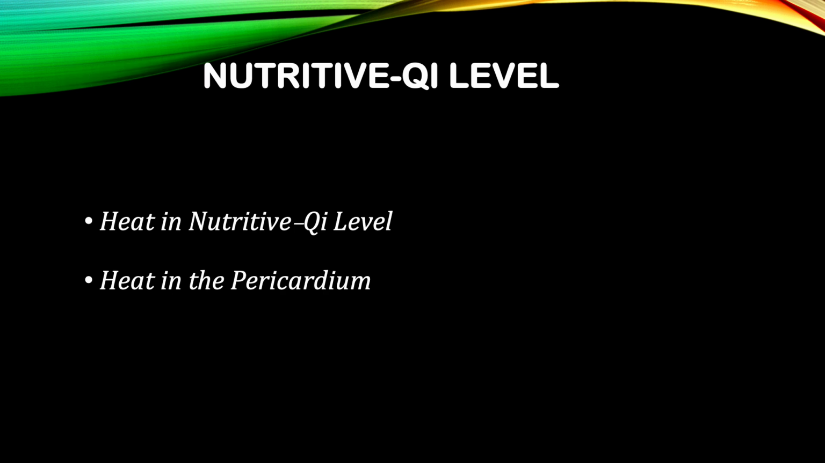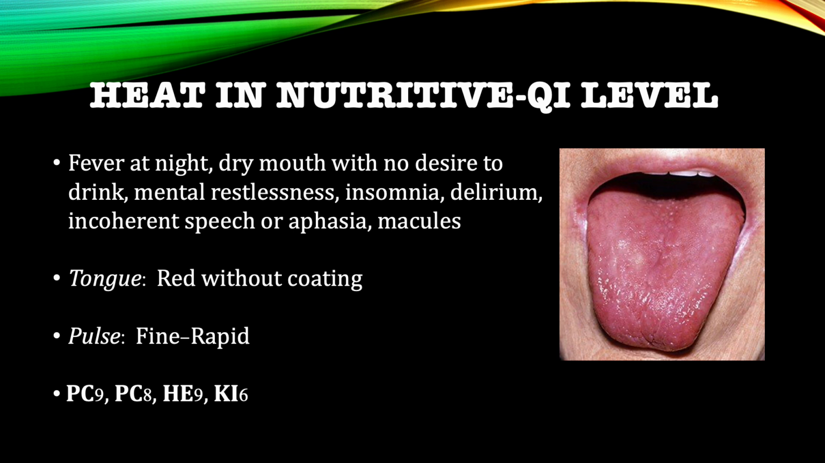Nutritive chi level, we have heat in nutritive chi level and heat in the pericardium. Heat in nutritive chi level: fever at night, dry mouth with no desire to drink, mental restlessness, insomnia, delirium, incoherent speech or aphasia, macules. Tongue, red without coating. Pulse, fine, rapid. Points: pericardium 9, pericardium 8, heart 9, kidney 6.